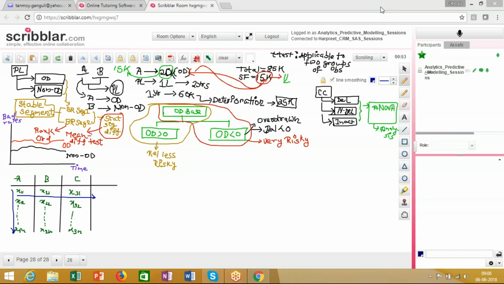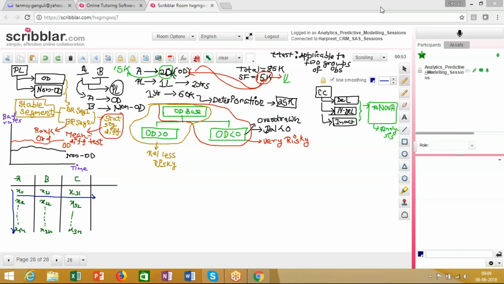ANOVA is used to test the mean difference across multiple groups. ANOVA is the method, and its use is extensively found in linear regression models. In tomorrow's discussion, we'll talk about ANOVA testing. For ANOVA, we need to develop the concept of an F test and the concept of degrees of freedom. From there, we need to talk about its application to linear regression models. So tomorrow we'll complete that part.